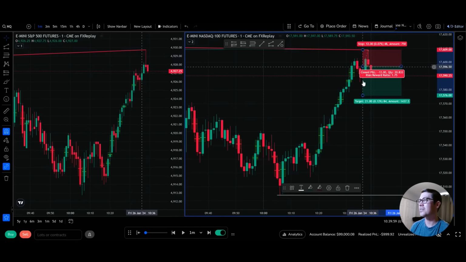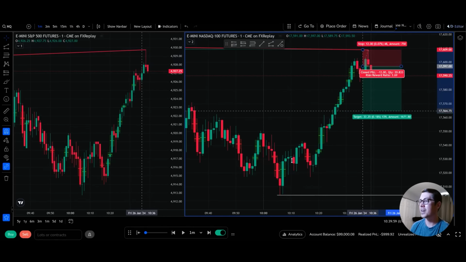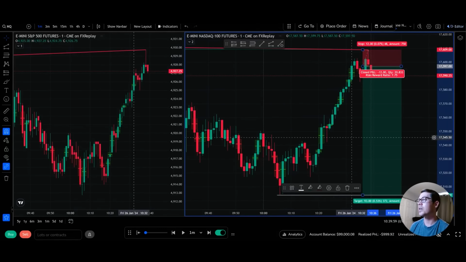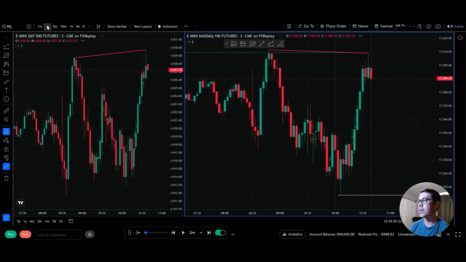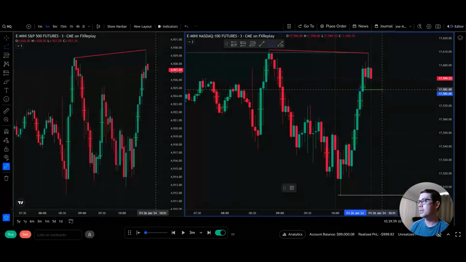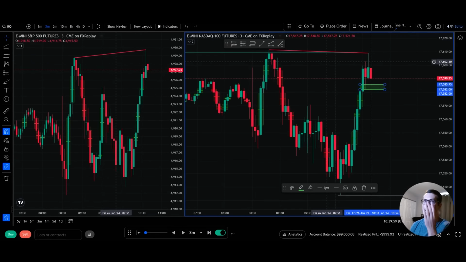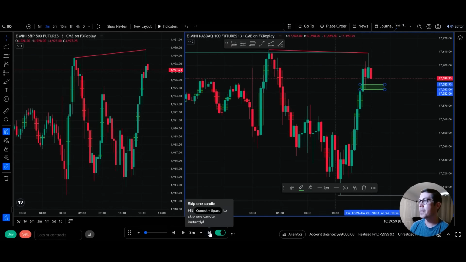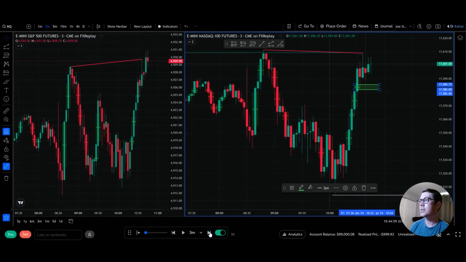It's only like a 48 pip stop, targeting this low. This is probably a too aggressive trade, to be honest. So I'd rather look for at least a 3-minute fair value gap to get inverted before I take this one, just to give myself a little more odds. So I'll stick at the 3-minute time frame and see if we can invert this.